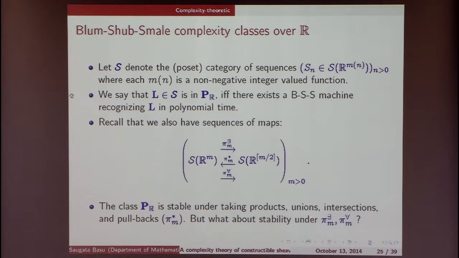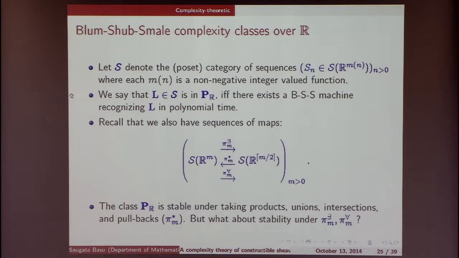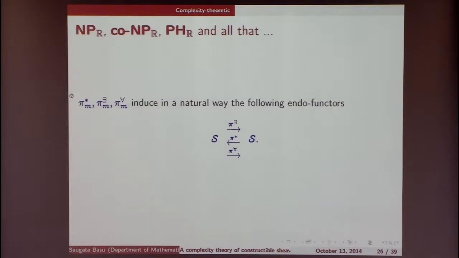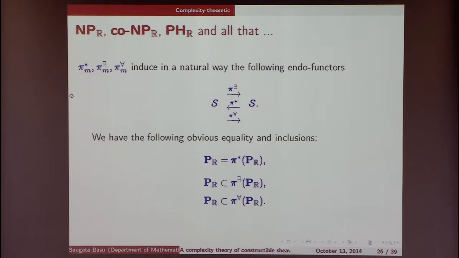But what about the stability under these two other functors? And that brings us to this: these functors here, and that's the reason I define this category of sequences, induce in a natural way, and now this becomes endofunctors because it goes from S to S. I'm only writing them in different directions to stress the adjointness. So they still have this adjoint property. And we have the following obvious equality and inclusions.